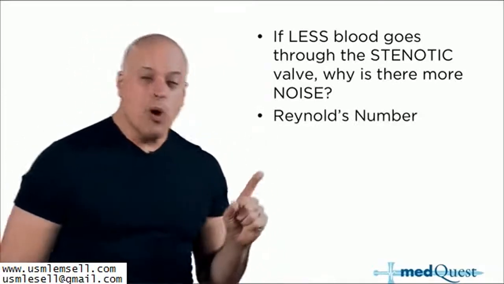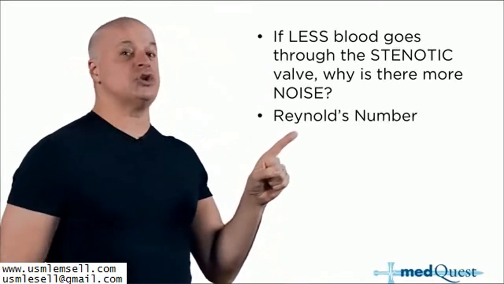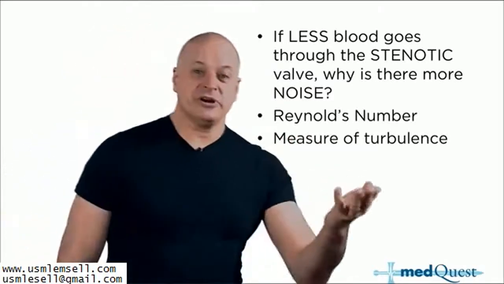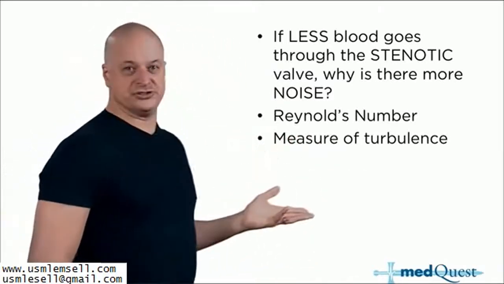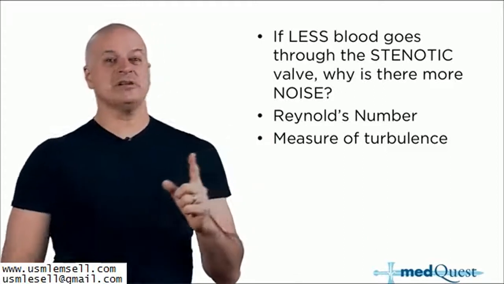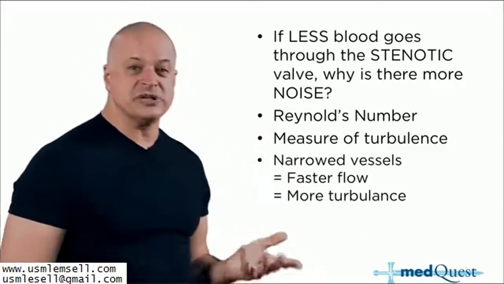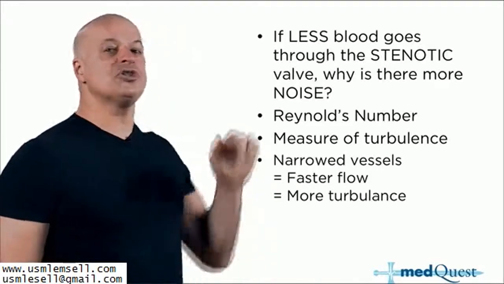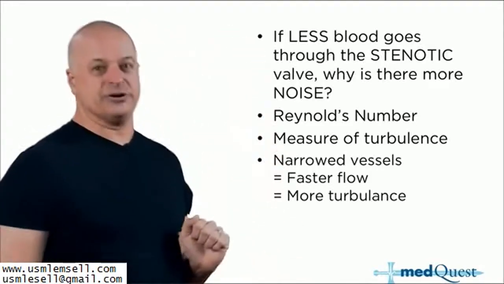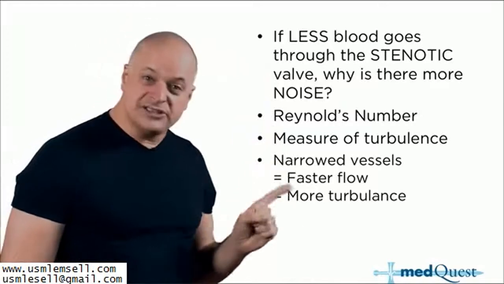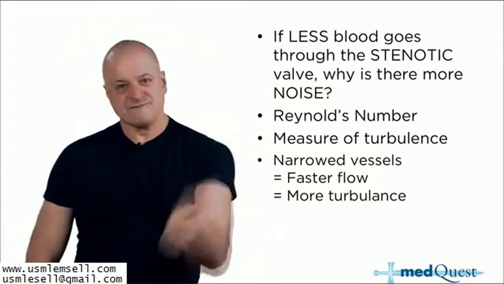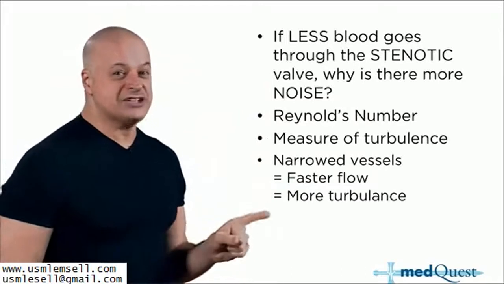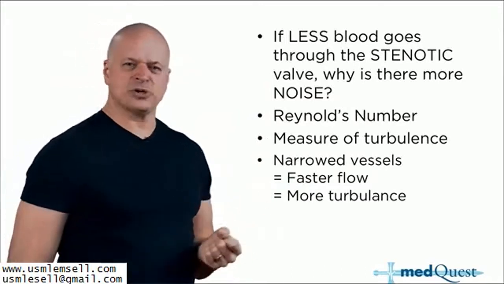Because the step 1 end says, do you know what a Reynolds number is? A Reynolds number is a numerical measure of turbulence. It's a numerical measure of sound and turbulence. You see, the narrower the vessel, although the flow is down, the flow that does happen happens faster. The flow is down, but it's faster, and since it's faster, it's more turbulent.